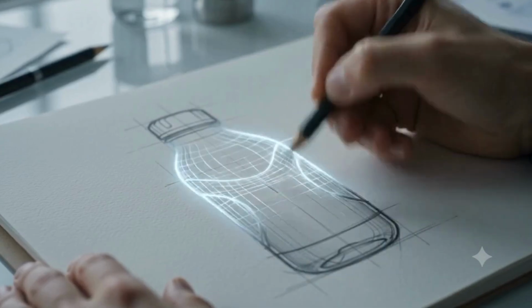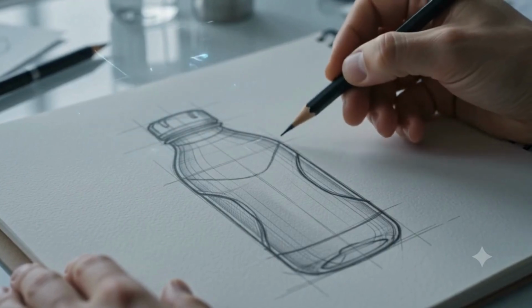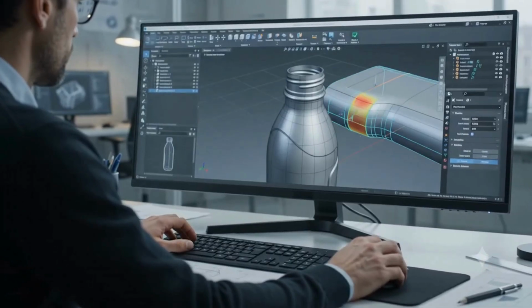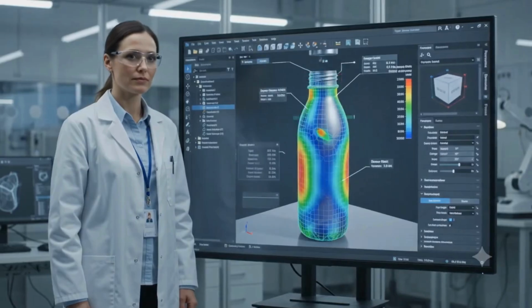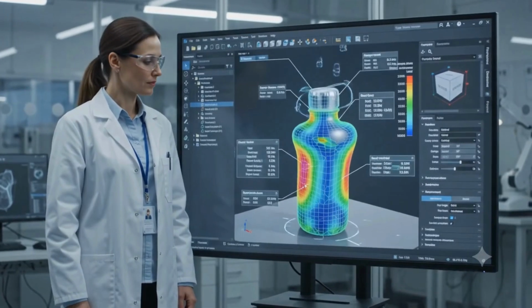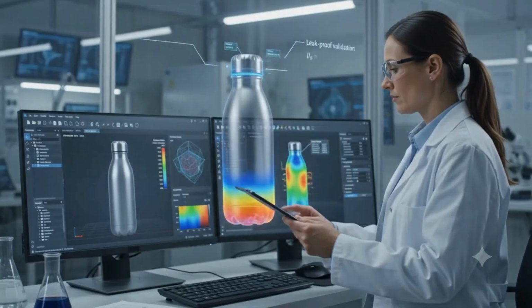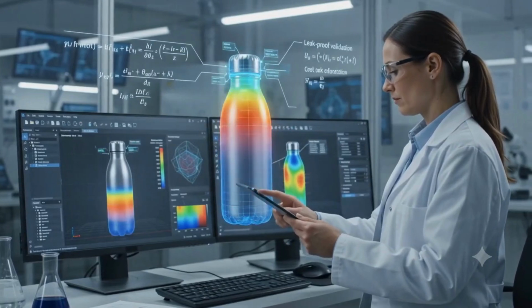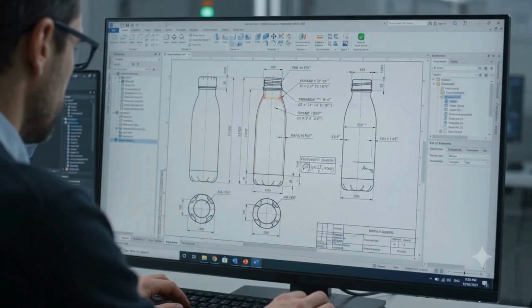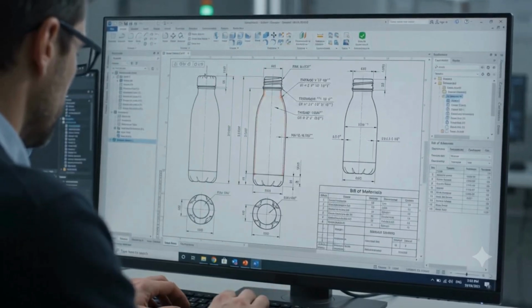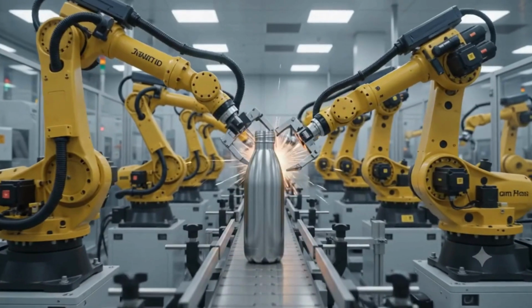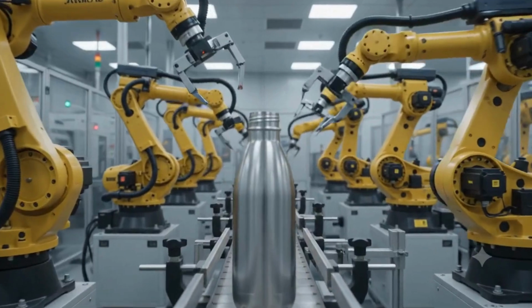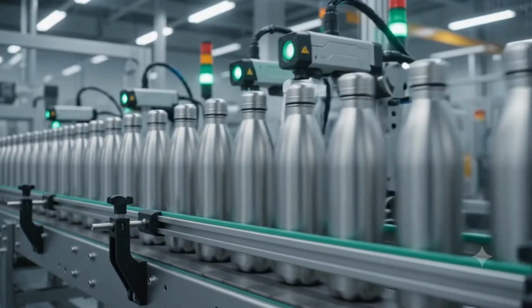Let's understand this with a simple example. A water bottle. The designer creates its shape, grip, cap mechanism, and overall appearance. The engineer checks whether it can survive accidental drops, withstand hot water, remain leak-proof, and whether the plastic is food safe. Finally, the drafter prepares manufacturing drawings containing dimensions, thread details, tolerances, and production documentation. Only after all three roles finish their work, the bottle moves into manufacturing.